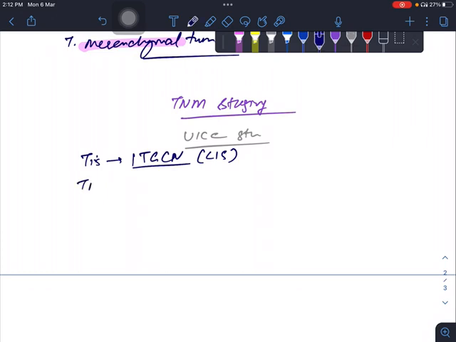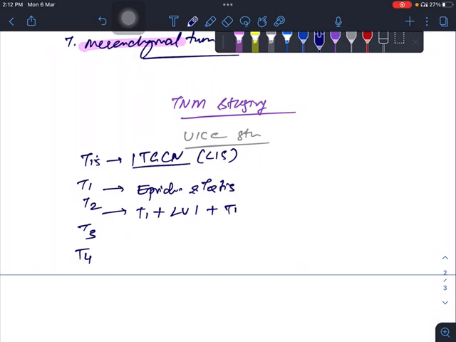So let's see what T1, T2, T3 and T4 are. T1 is limited to the testis and epididymis. T2 is T1 plus lymphovascular invasion, or involvement of the tunica albuginea and tunica vaginalis. T3 is the spermatic cord involvement, T4 is the scrotum.